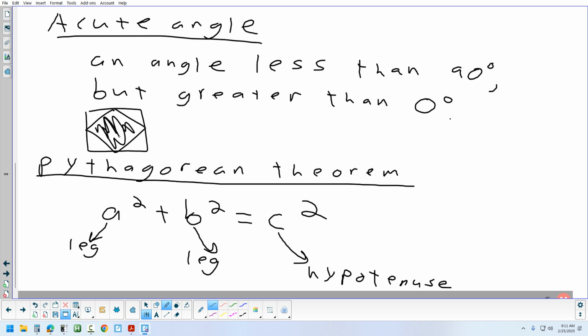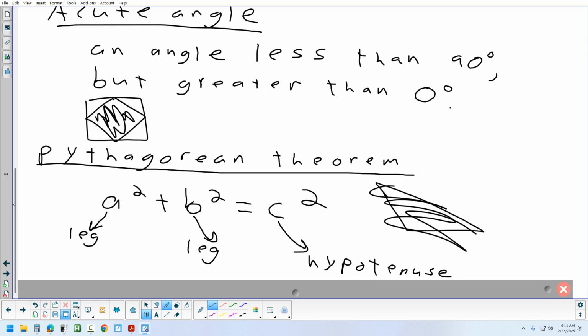So a squared plus b squared equals c squared. Remember that this formula only works on a right triangle. So when we start getting into triangles that look like this, that is not a triangle you can use the Pythagorean theorem on. It doesn't work. Okay. What does work, well, we'll talk about that when we get to it.